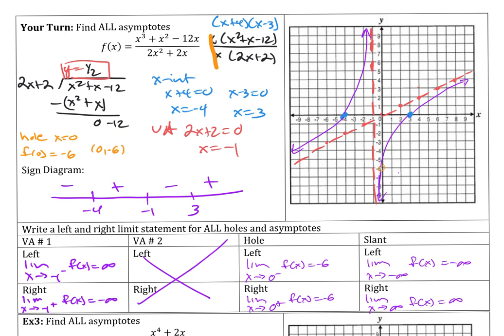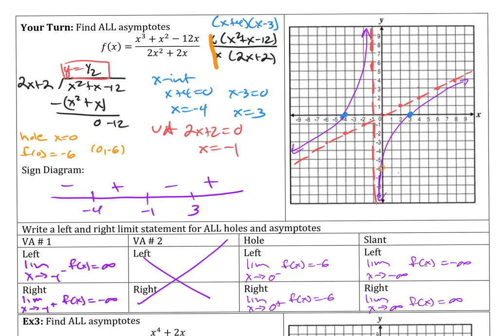When I go back to my function, if I factor my numerator, I get (x plus 4) times (x minus 3). So setting each one of those factors equal to 0 will help me identify my x-intercepts. Looking at my denominator of 2x plus 2, setting that equal to 0 will give me x equals -1 for my vertical asymptote. And then because I had those x's cancel, I know I have a hole when x is equal to 0. And if I plug in that 0, I get -6 for my actual value. So this is now the location of my hole.